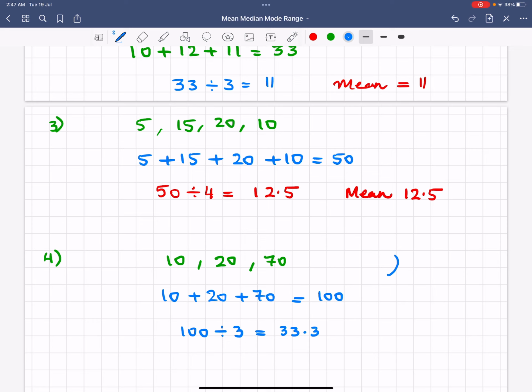We can do the division here. 100 divided by 3. So 3 3s are 9, and we have 1 here. The 0 comes down. Again 3 3s are 9. We are left with 1. So we put a decimal and we add up a 0. Again 3 3s are 9. And again we have 1, and this continues. So 33.3 recurring is our answer. So with this we come to the end of introduction to mean, median, mode and range.